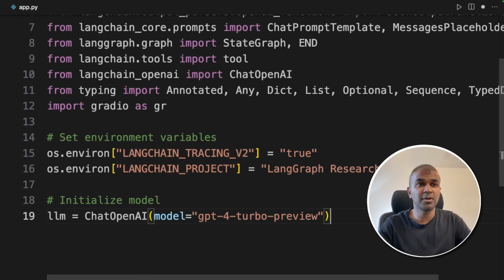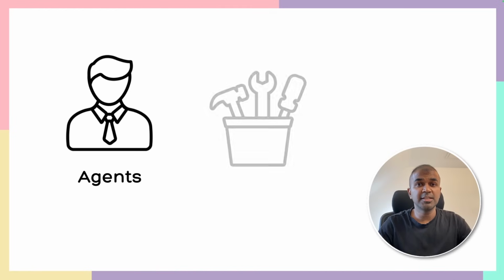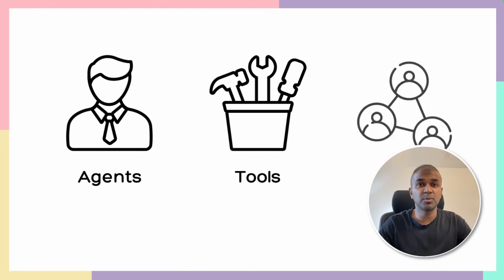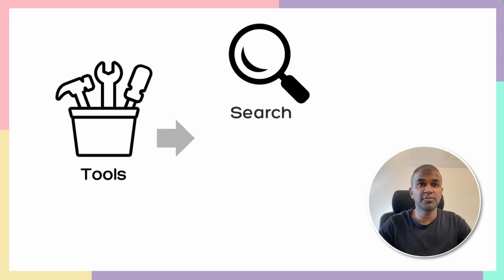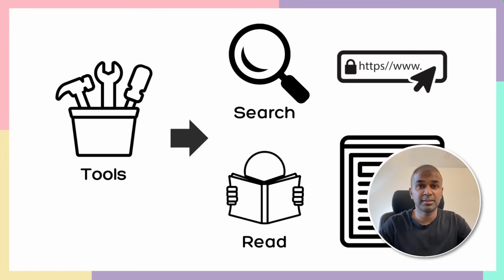First, we are going to initialize the model. I'm going to use GPT-4 Turbo. As a first step, I'm going to define tools. Overall, we need agents, tools, and also make it to work together. That is called graph. So in regards to tools, we are going to provide two different tools. That is search, to search the internet and get URLs. And the second tool is for reading that URL.